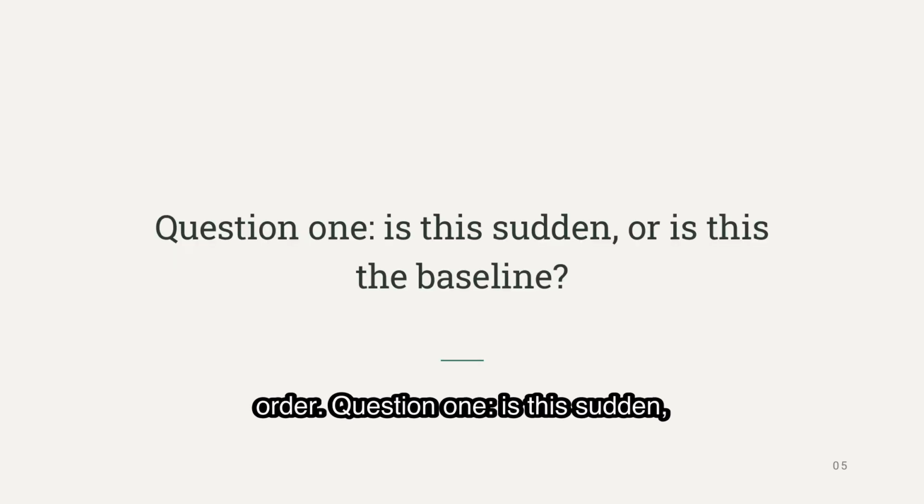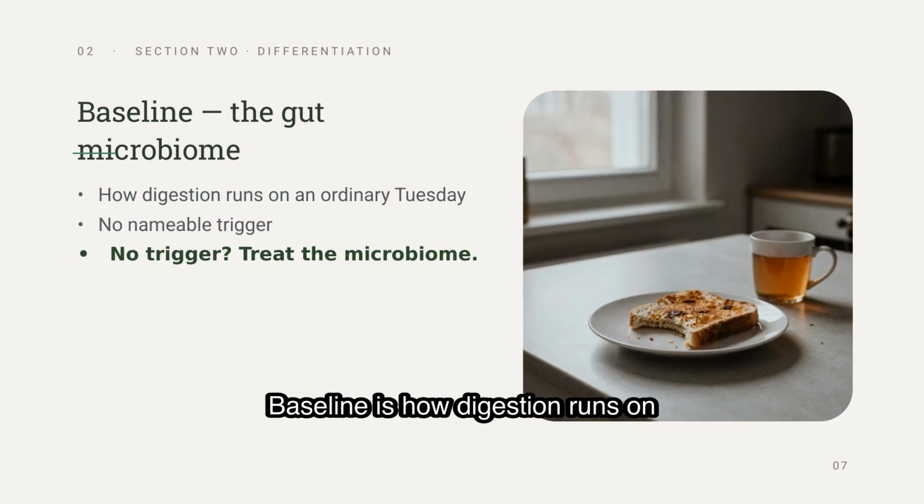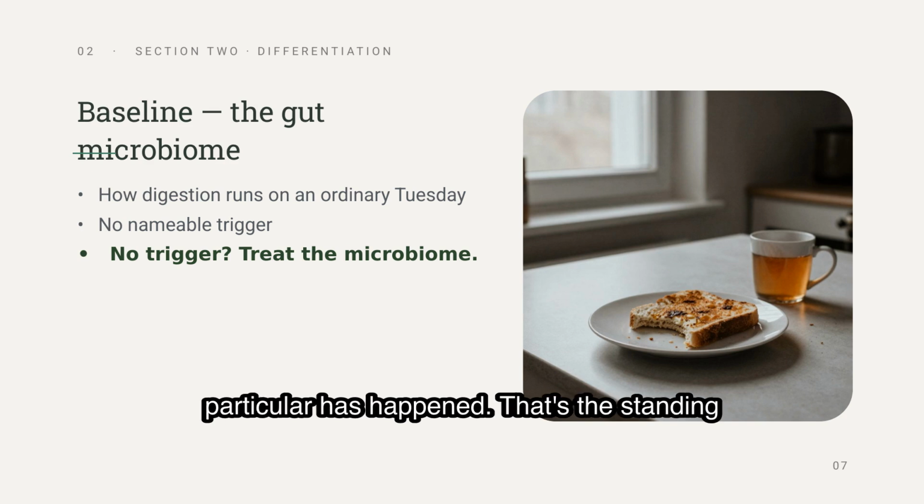Question 1, is this sudden or is this the patient's baseline? Sudden is the questionable takeout, the travel week, the summer bug, the water that wasn't quite right. External damp obstructing the middle. It arrived, the patient can roughly date it, and they want it settled today. That's Atone's lane.